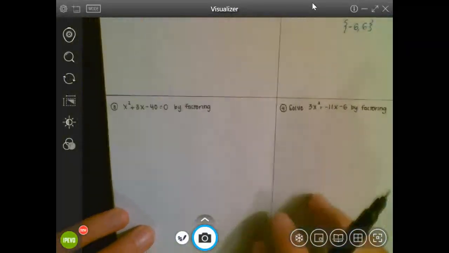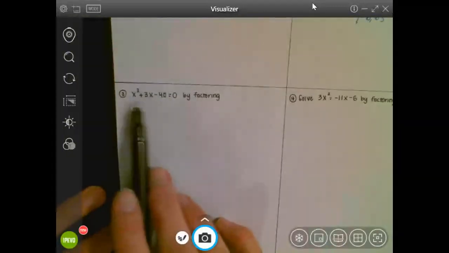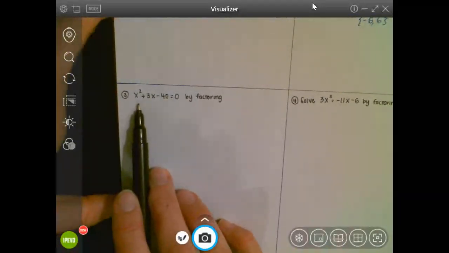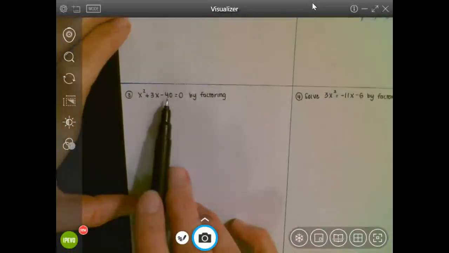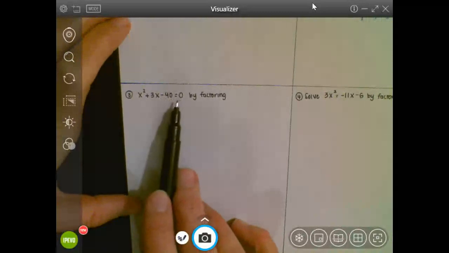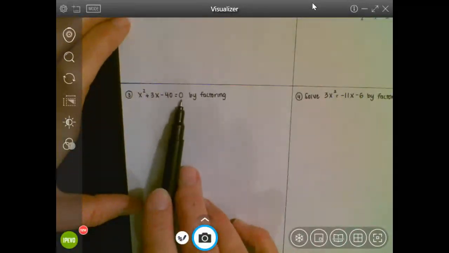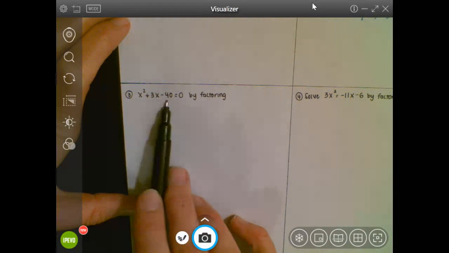All right, so then we get into some trinomials. What if I wanted to give you this quadratic, x squared plus 3x minus 40 is equal to 0, and we want to solve by factoring? Well, in this case, I'd first check to make sure that one side is equal to 0, which it is. So then I'm going to look and factor this trinomial.